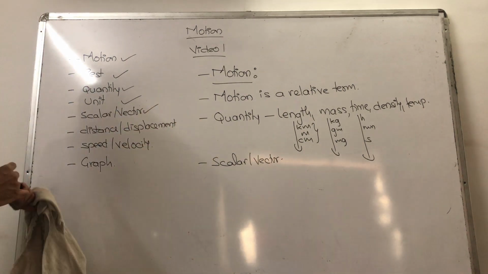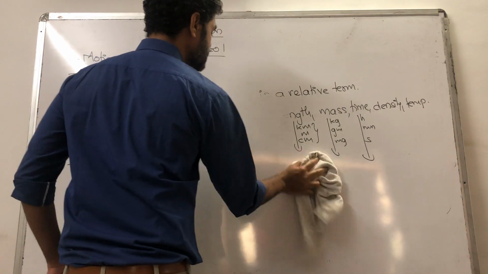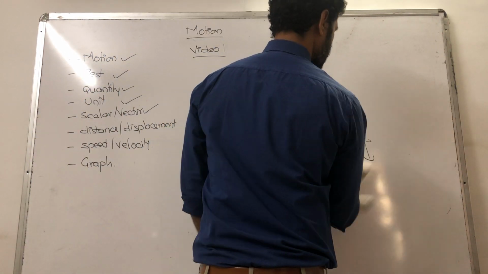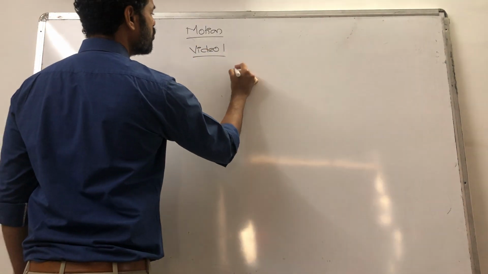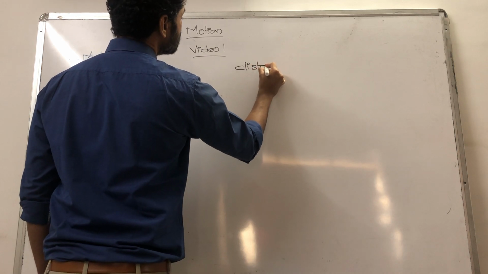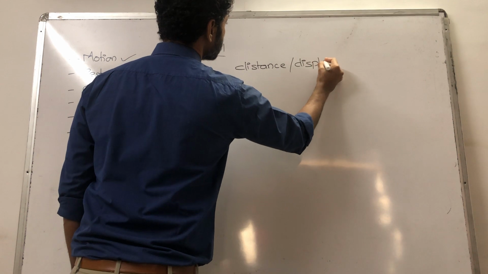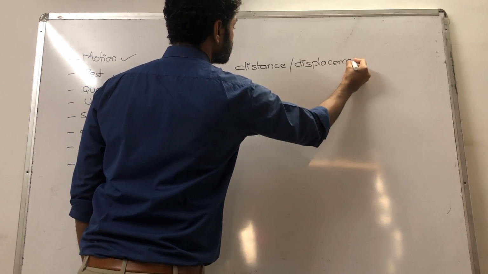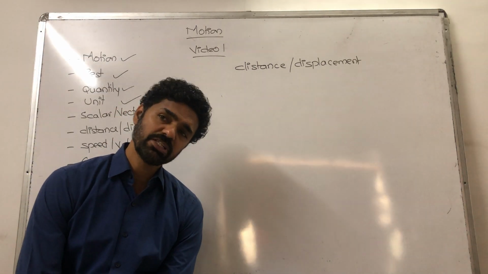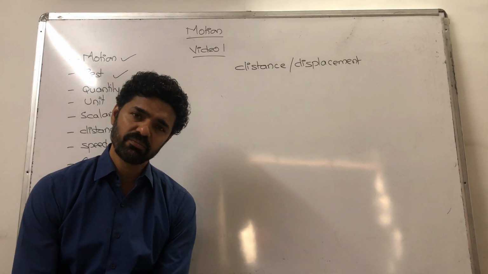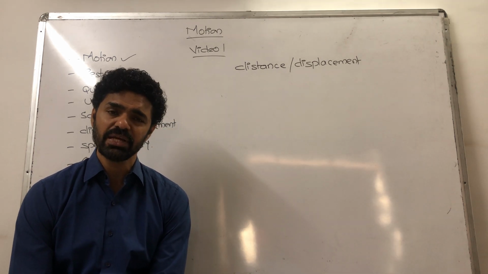So now let's study a few quantities, starting with distance and displacement. For a common man, distance and displacement would mean the same. But physics very well differentiates between distance and displacement. In physics, distance and displacement have altogether two different meanings.